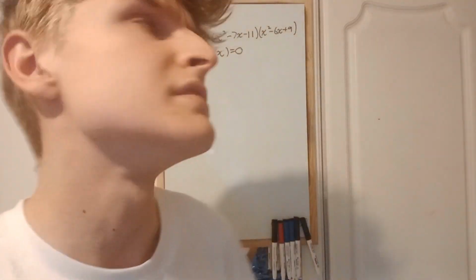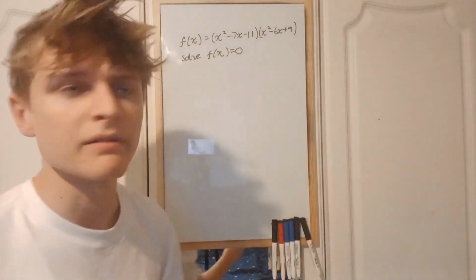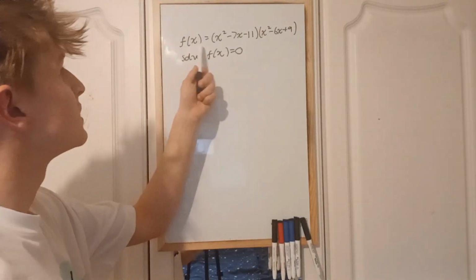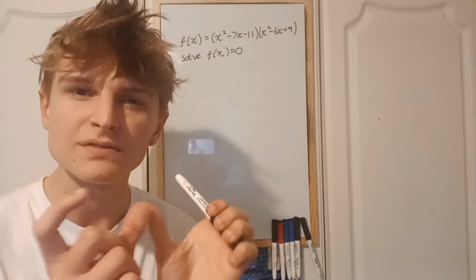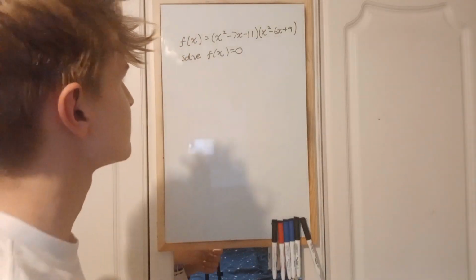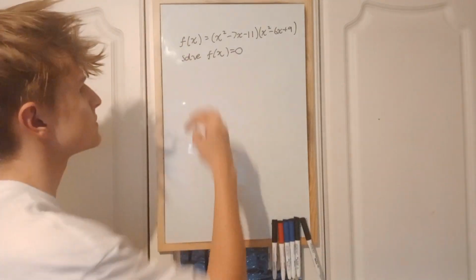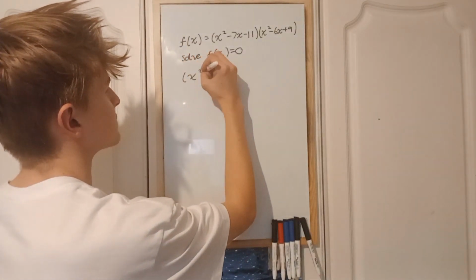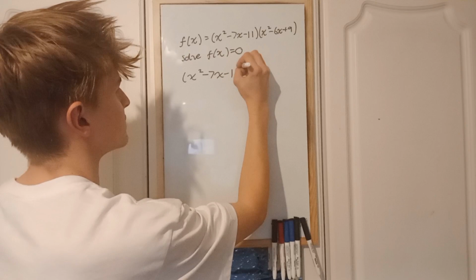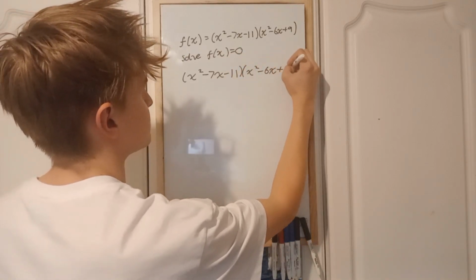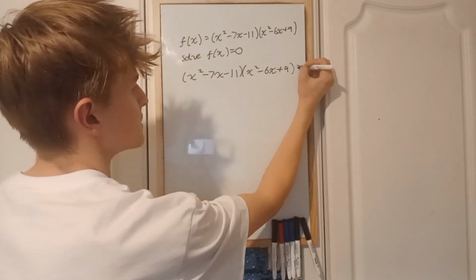Okay, so my dear viewer, this looks pretty scary. We've got a polynomial function here that's equal to a product of two quadratic factors. That's pretty hard, and we want to solve f of x equals 0. So let's write that problem down so we get a nice algebraic handle on things. And that equals 0.